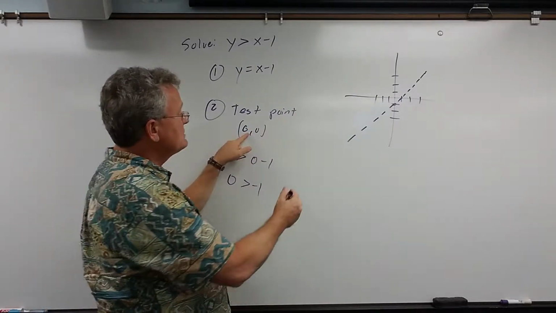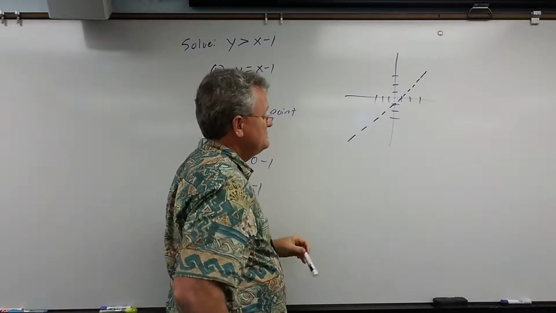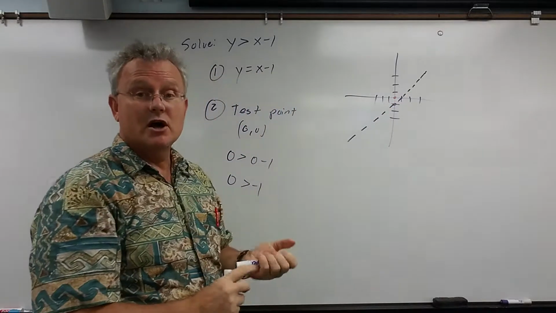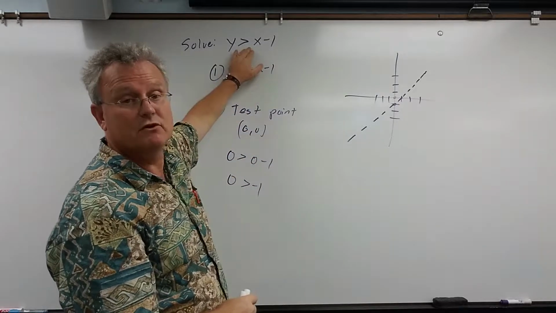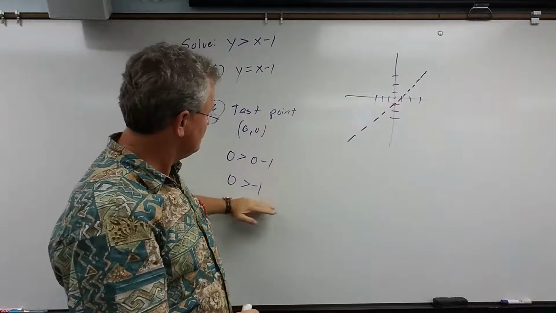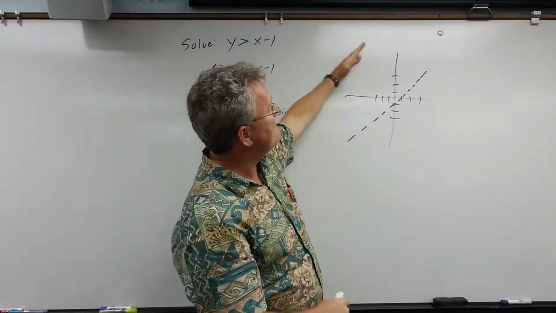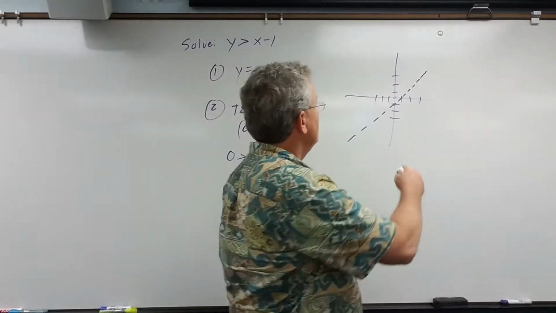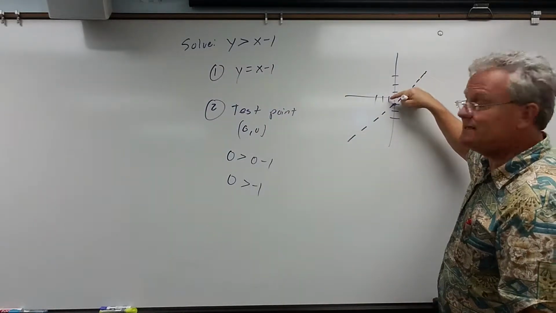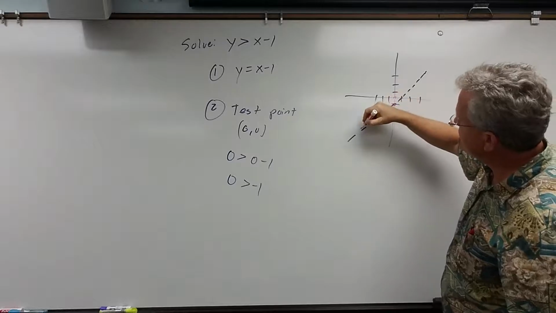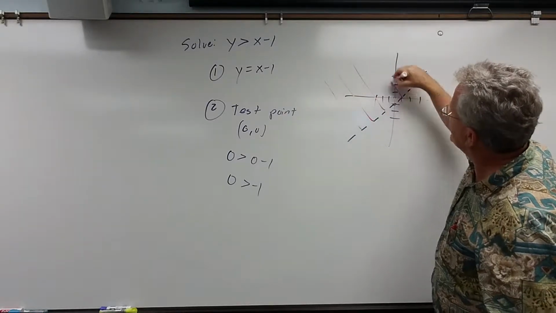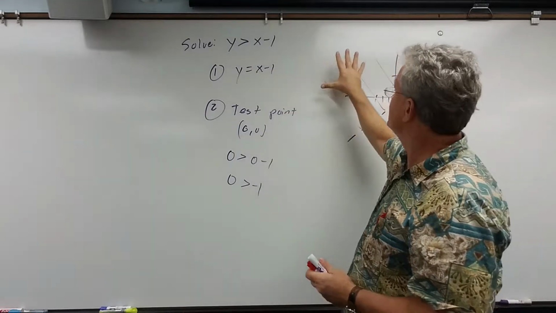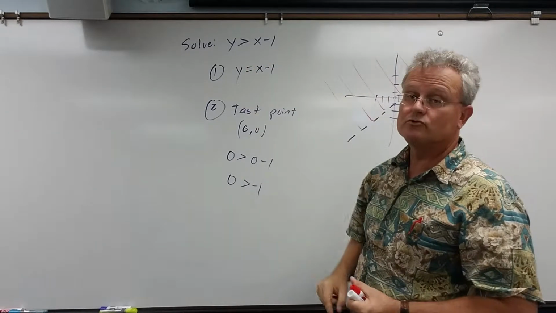So we now look at the point 0, 0. 0, 0 is right here. And because that point, when we plugged it in the original inequality, was a true result, that means every point on the same side as this point will also work. So this point, as we can see, is on this side of the graph. Therefore, we shade this side. Every point that we plug into this inequality on this side will make this a true inequality.